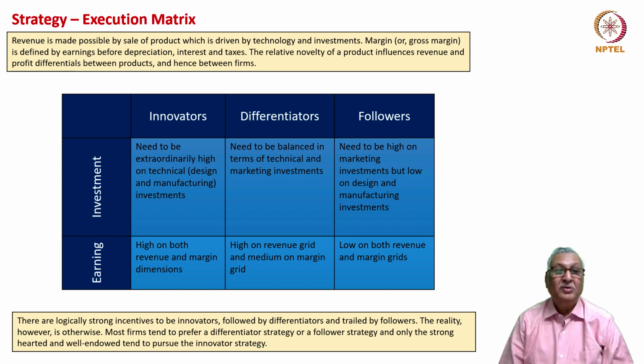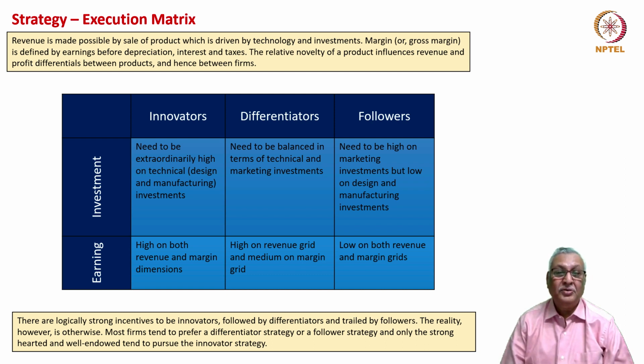Revenue is made possible by sale of product, which is driven by technology and investments. That's where the strategy execution matrix comes in. Margin or gross margin is defined by earnings before depreciation, interest, and taxes. Usually it is the revenue minus the cost of producing a good or producing a service. The relative novelty of a product influences revenue and profit differentials between products and hence between firms.